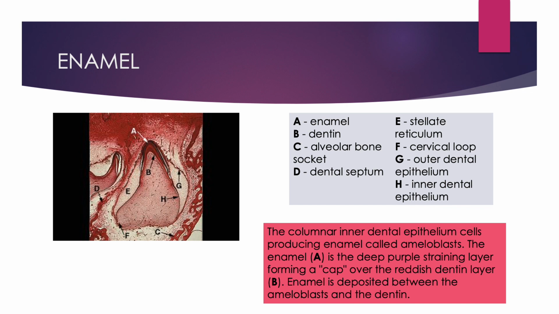This tooth is further advanced in its development. The columnar inner dental epithelium cells producing enamel are called ameloblasts. The enamel is the deep purple staining layer forming a cap over the reddish dentin layer. Enamel is deposited between the ameloblasts and the dentin. Enamel formation does not take place until some dentin has been formed.